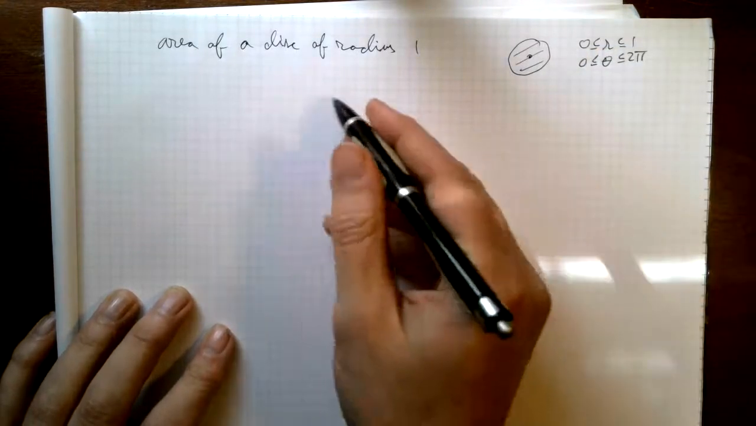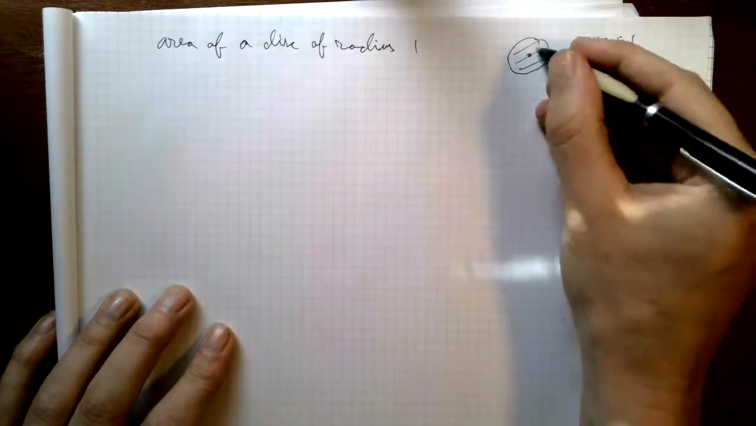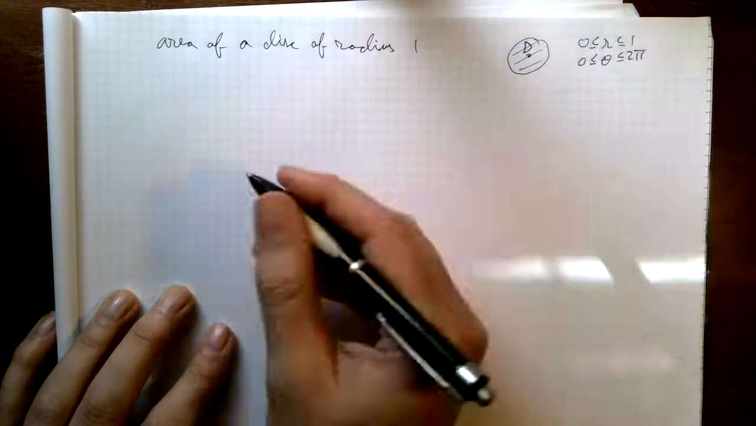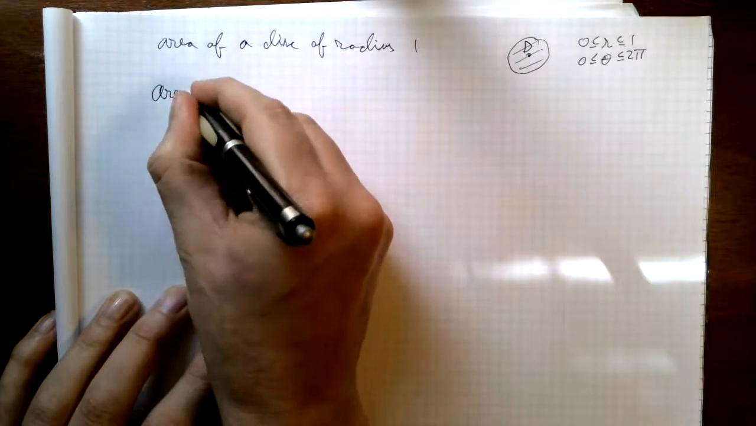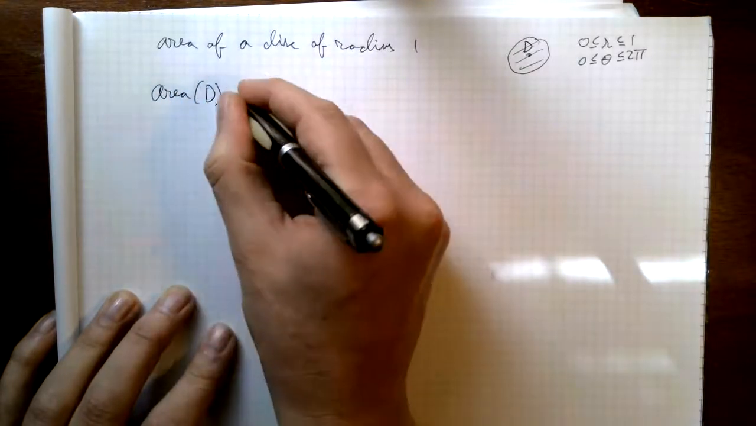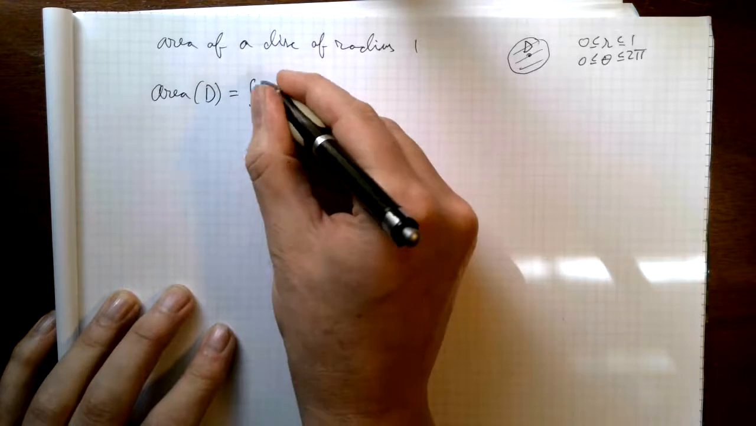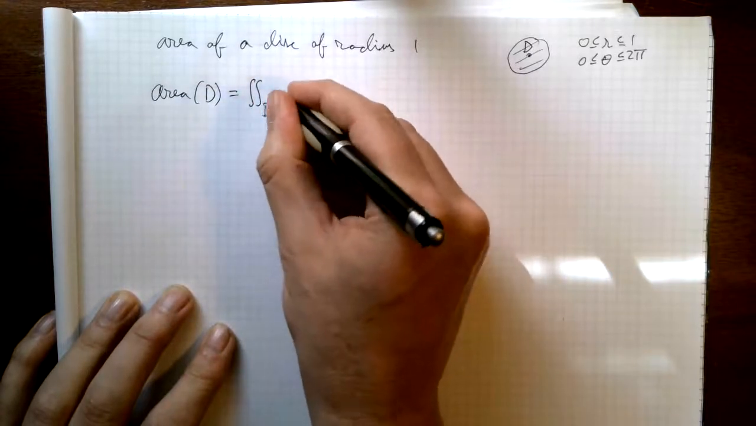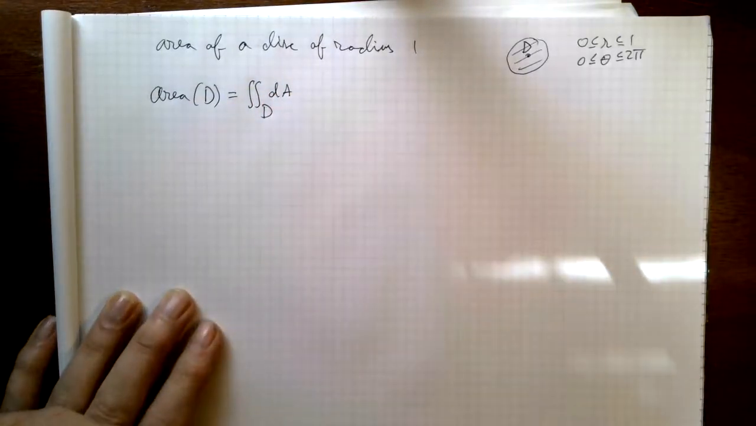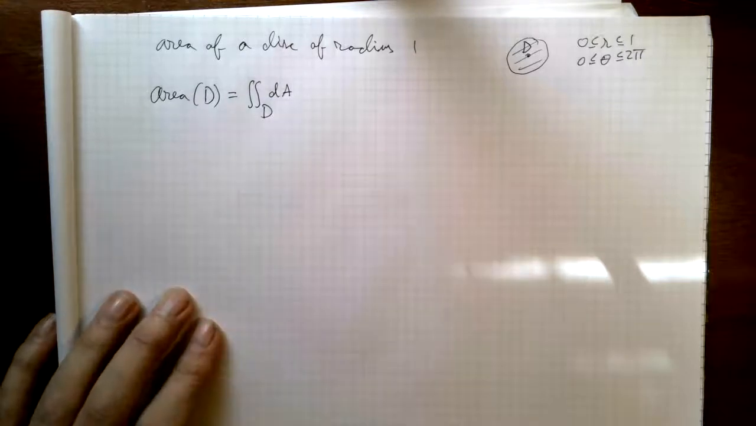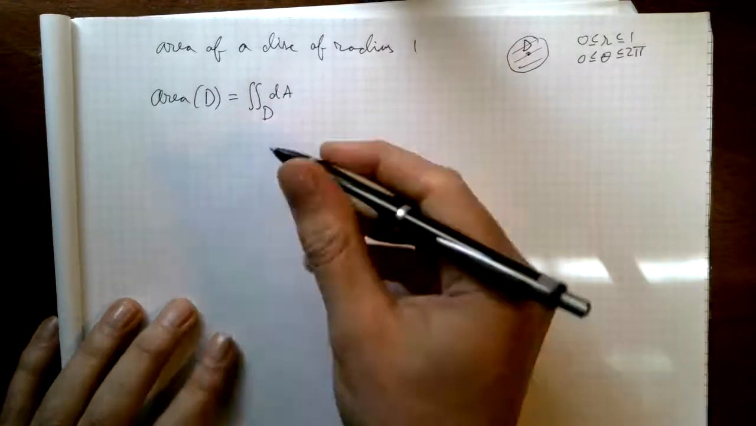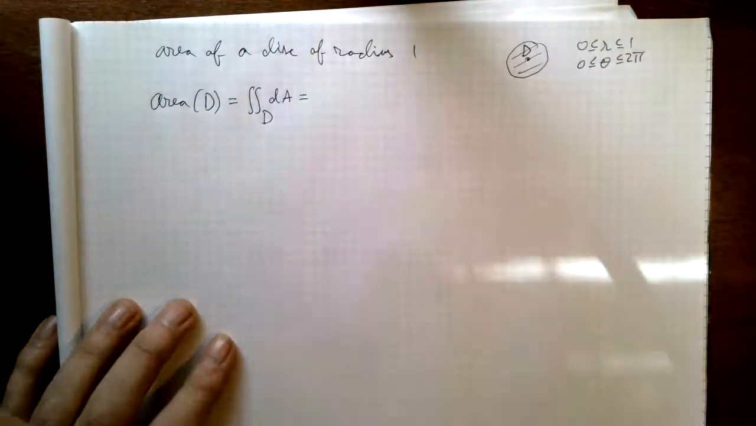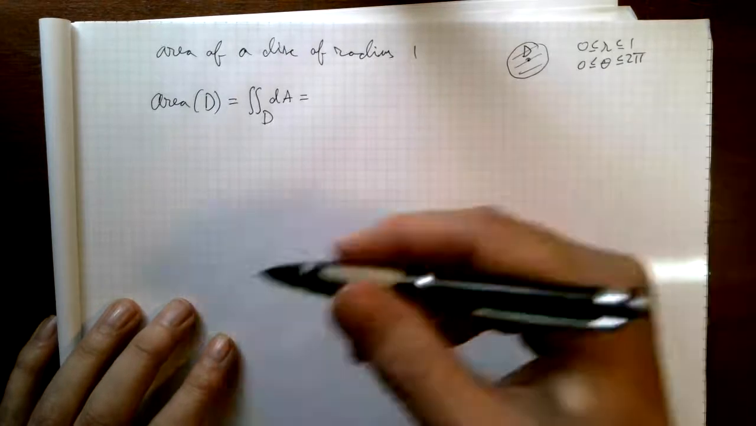So how do I write that? If this is, let's call it D for disk, what is the area of this disk? Well, it's just the integral of 1, right? So I'll just write it as the integral against the area measure, dA, right? 1 times dA. That's what this is. Well, let's write it out in terms of polar coordinates.